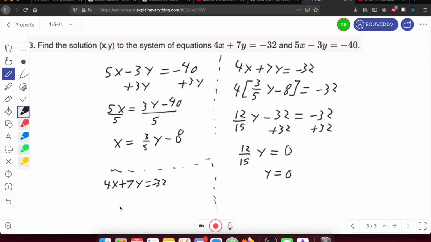We'll substitute y equals 0 in. We'll get 4x plus 0, right? Because 7 times 0 is 0, equals negative 32. And now dividing both sides by 4, we'll get x equals negative 8. So our solution in (x, y) coordinates is (negative 8, 0).